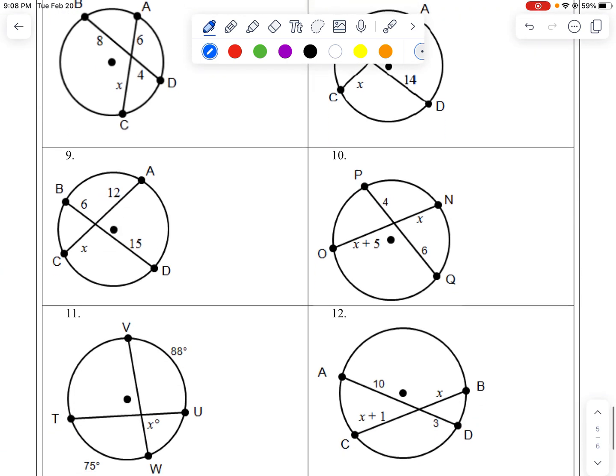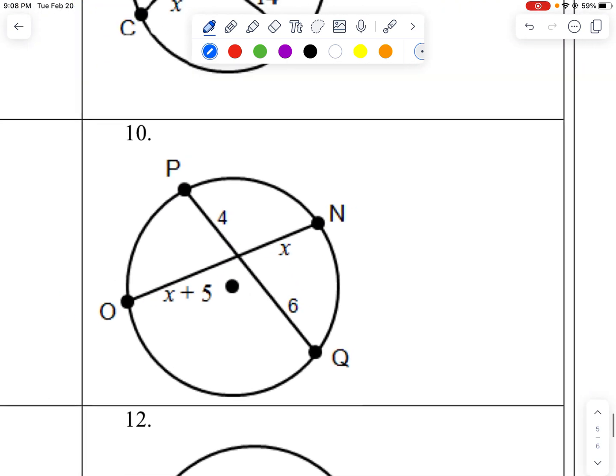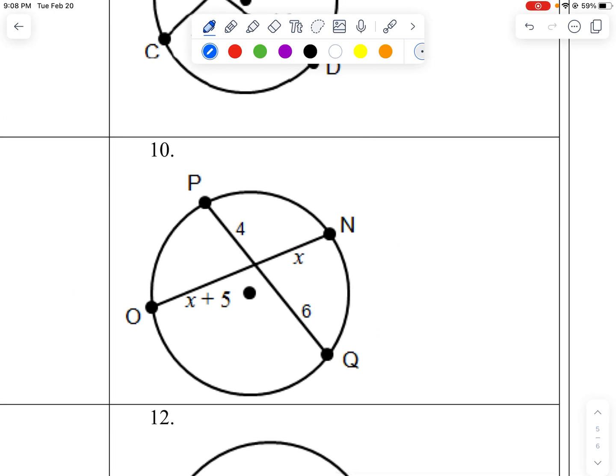Let's get to this last section, because this is where we have to use the segment lengths theorem, which just says that if you times these together, it equals these two times together. So 4 times 6 is going to equal x times x plus 5. Remember, if it's got multiple terms, we're going to put it in parentheses. And so we got 24 equals, I'm going to distribute this, x squared plus 5x.